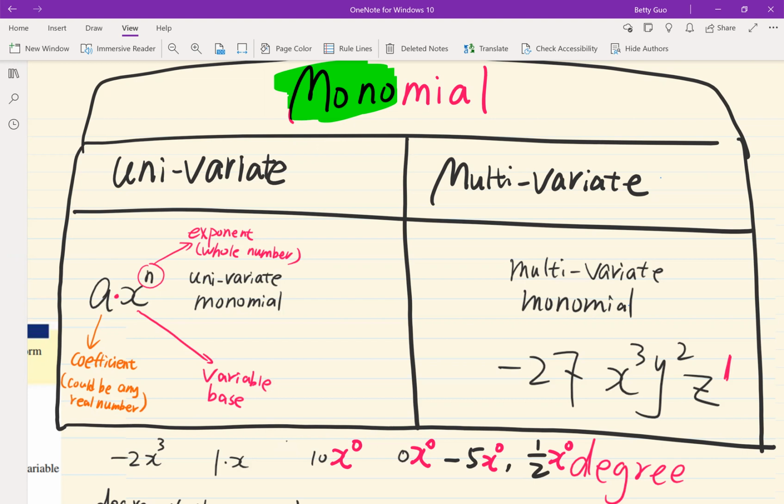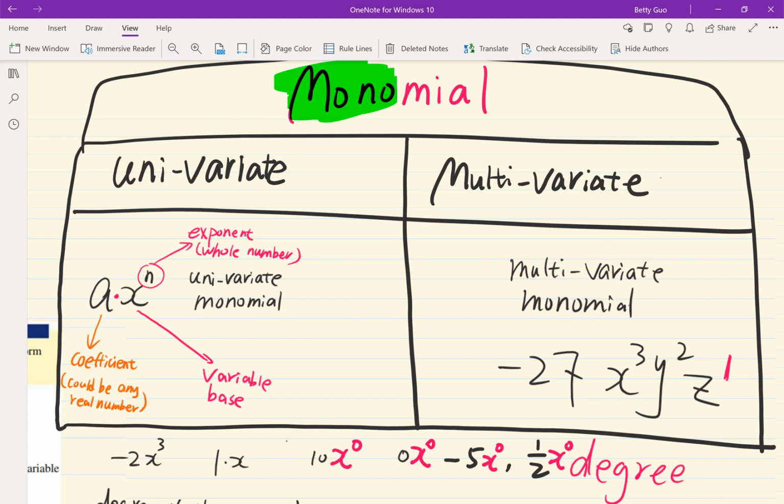A univariate monomial only has one variable. Any expression which can be written in this form is a univariate monomial. In the form, there are three parts. Part 1, the coefficient, the number in front of the variable part, also called the numerical part. This number could be any real number.